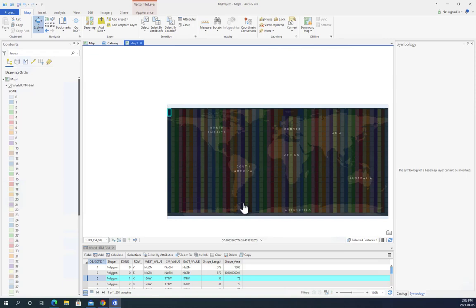UTM zones are numbered 1 through 60, starting at the international date line with a longitude of 180 degrees and proceeding eastward. Zone 1 extends from 180 degrees west to 174 degrees west and is centered on 177 degrees west longitude. British Columbia spans zones 7 to 11.